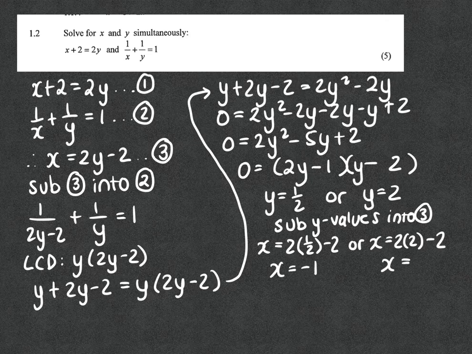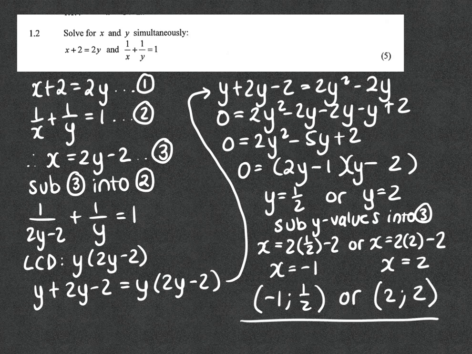And this x is going to equal 2 times 2 is 4, minus 2 is 2. Okay, now normally you can represent your answers in certain ways. I like to use the coordinate method, which I think memos are also prone to do. So let's put the first one is going to be when x equals minus 1, y is equal to a half, or we've got when x is equal to 2, y is equal to 2. And those are my two answers for this question.